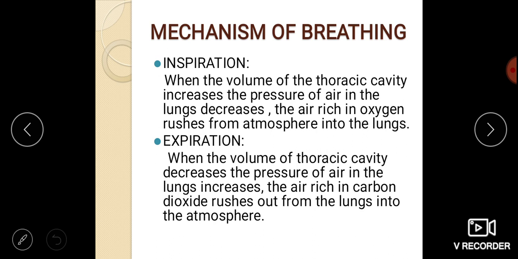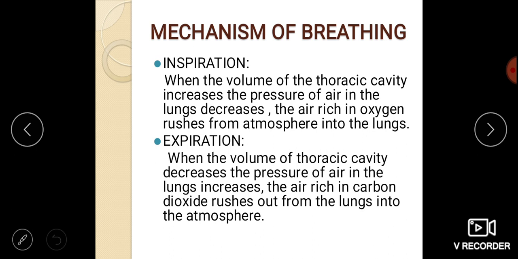So it depends on the volume of the thoracic cavity and the pressure of air in the lungs. Remember, when the volume of the thoracic cavity increases, the pressure of air in the lungs decreases, because the lungs are present inside the thoracic cavity. As a result, the air rich in oxygen starts rushing from the atmosphere into the lungs. Here you have to remember one more thing, that air always diffuses from the region of high partial pressure towards the low partial pressure.